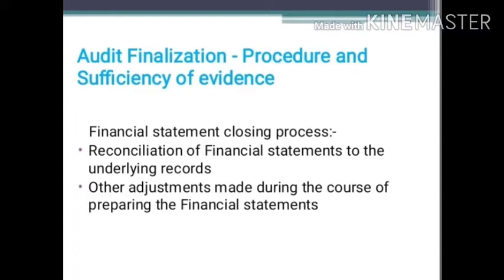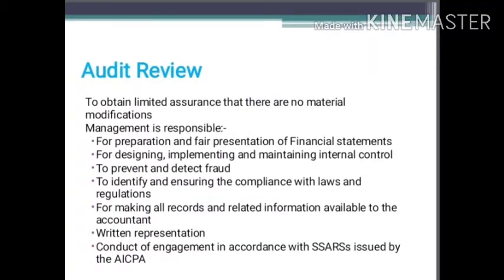For that, the audit review system is very much important. So they will be checking the procedure and the sufficiency of the evidence to finalize the audit procedures. So in simple terms, to finalize the audit, they will be reviewing whether the accumulated information or the books of accounts are correct, whether it is clearly given by the management or not, and what the conceptual framework says. So these are the major things.